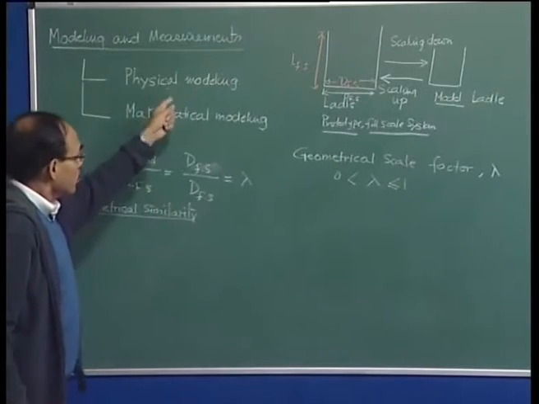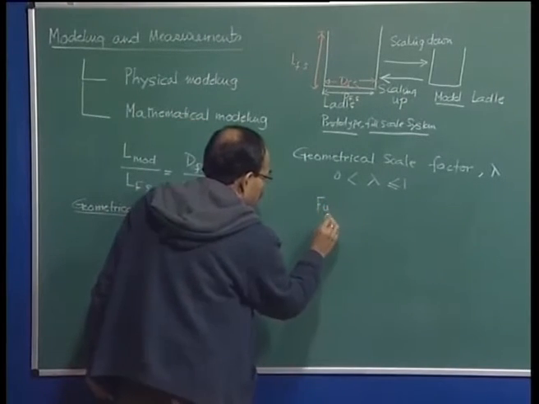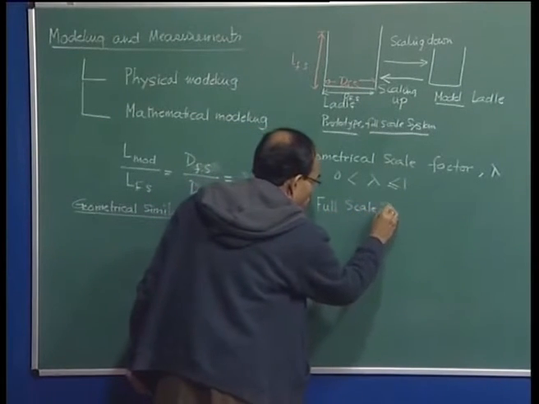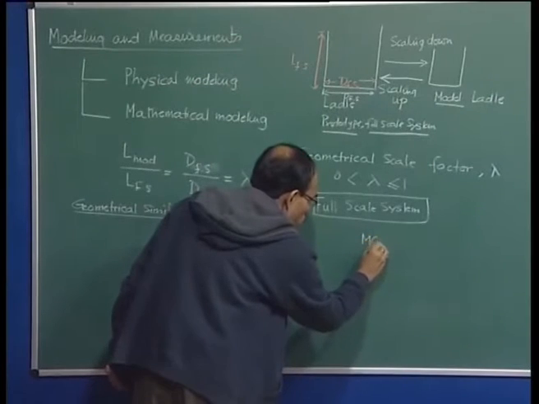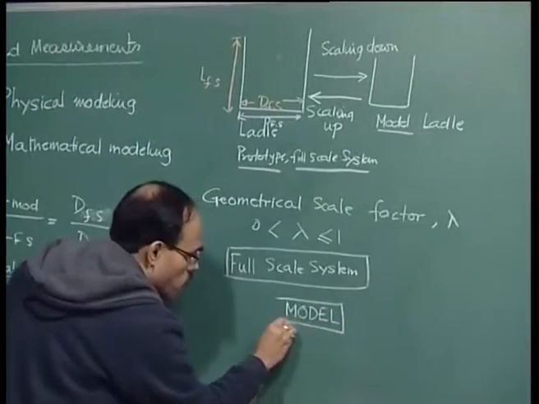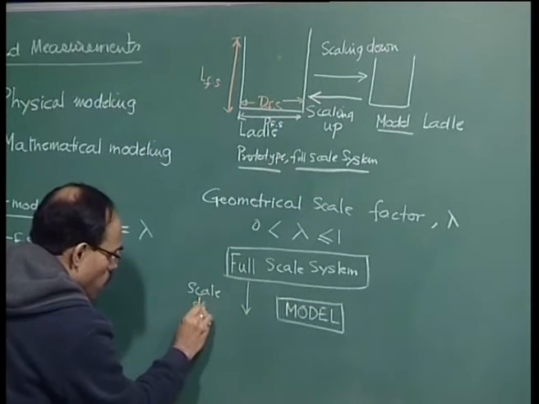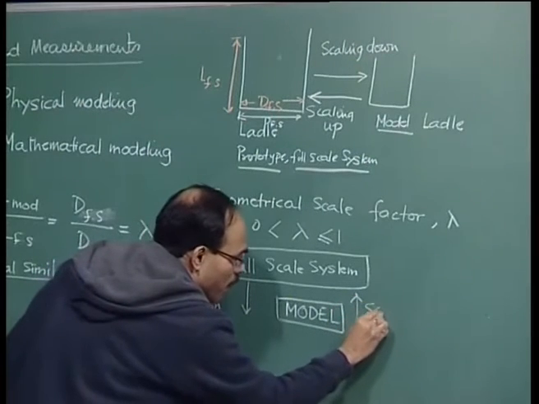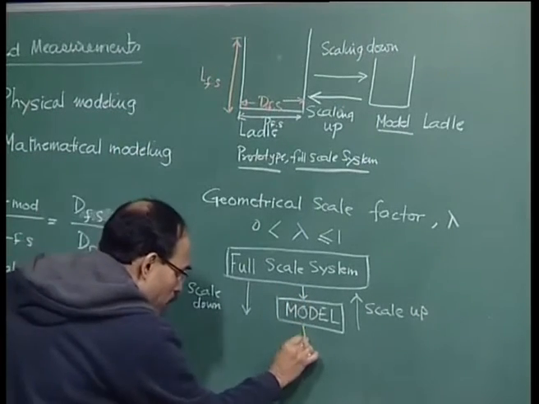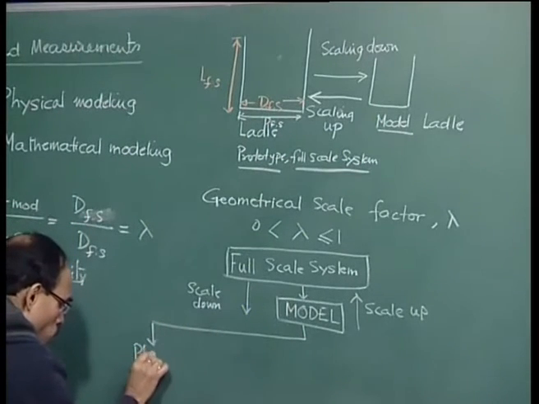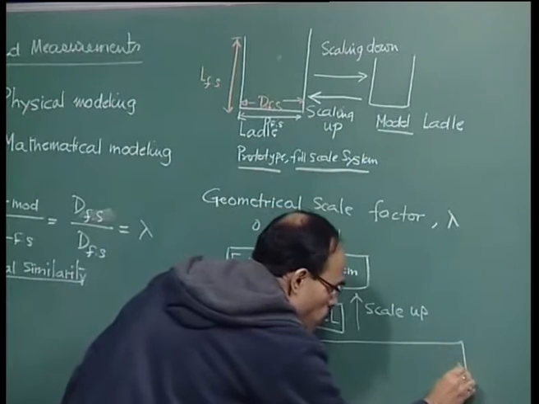Now, physical modeling, going back to physical and mathematical modeling. We can think of a picture like this: a full-scale system, then we get a model, and as I mentioned to you, this is my scale down and this is my scale up. Then we have a physical model, and we can have a mathematical model.